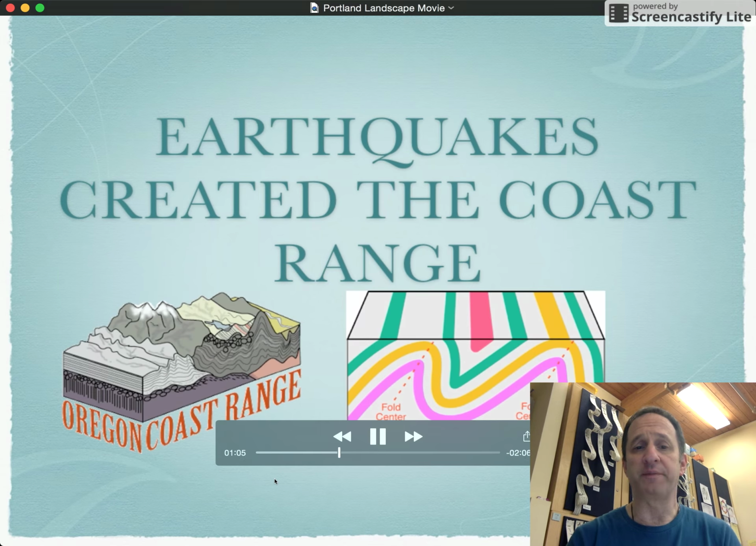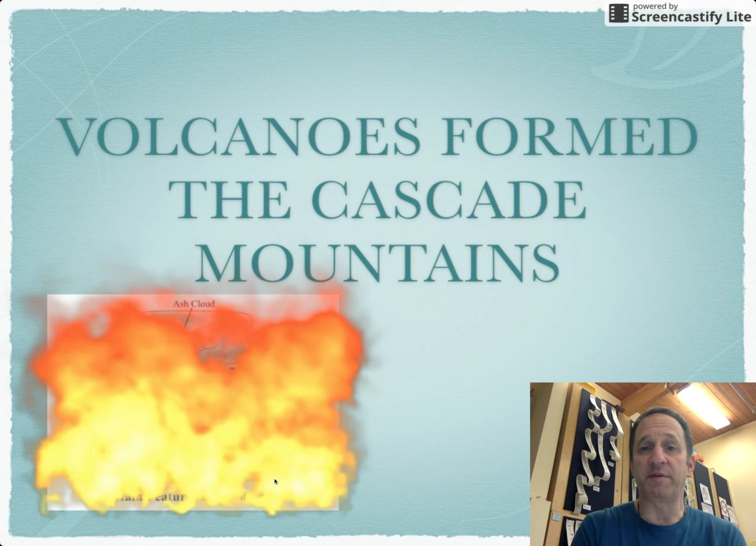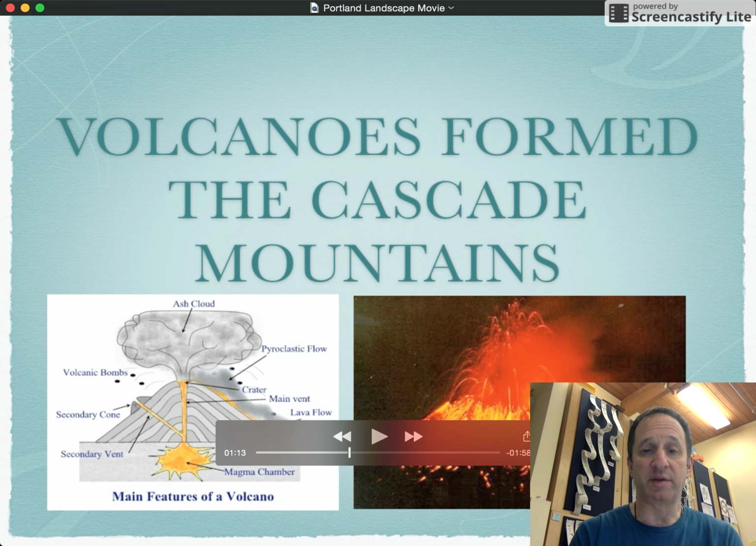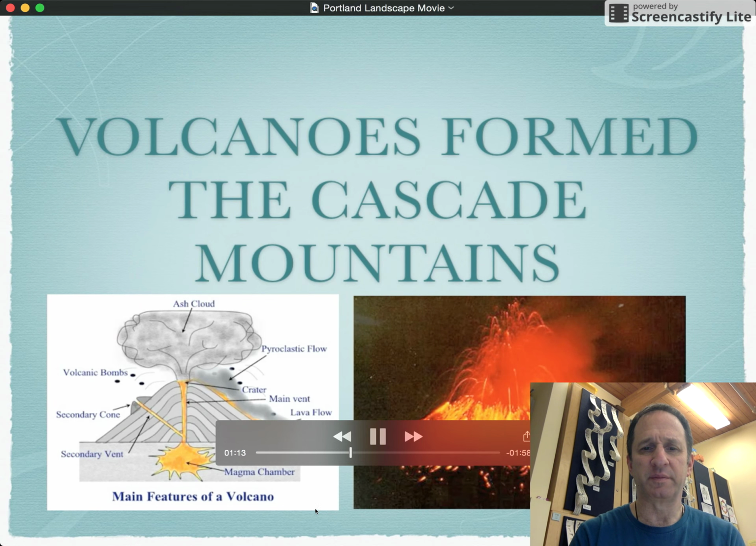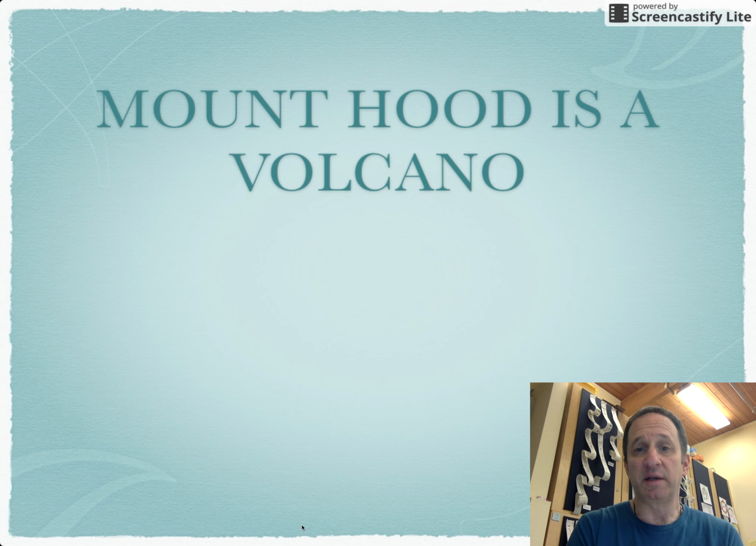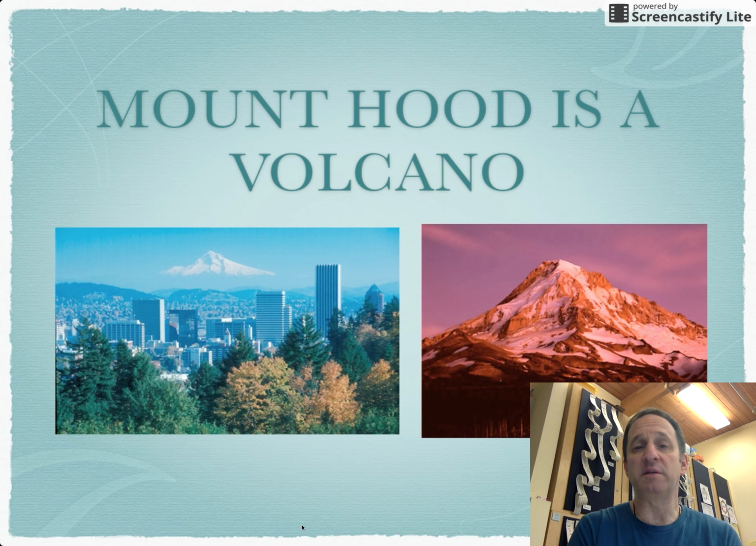There's another way that mountains are formed, and that's by volcanoes. Volcanoes form the Cascade Mountains. Let's check out this little picture here. It shows the main features of a volcano. I think you'll learn more about that next year. So volcanoes form the Cascade Range. Mount Hood itself is a volcano. And we have remains of volcanoes right here in Portland, as you'll learn in a minute.